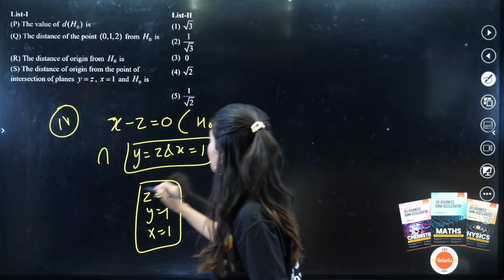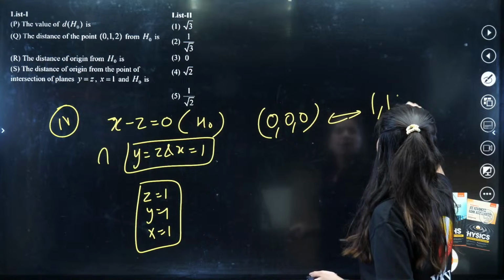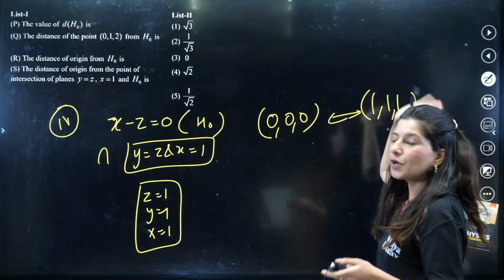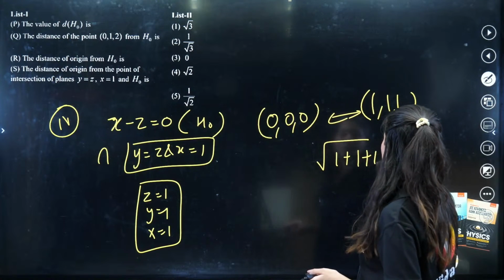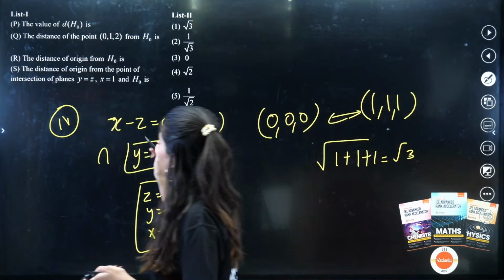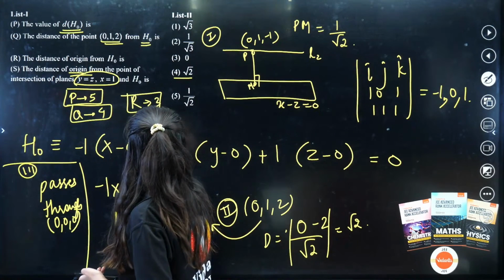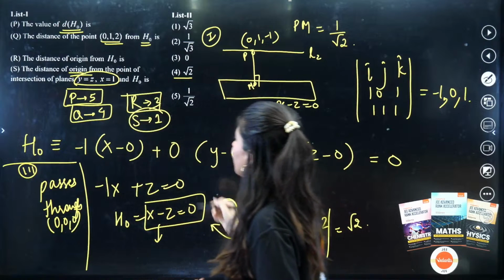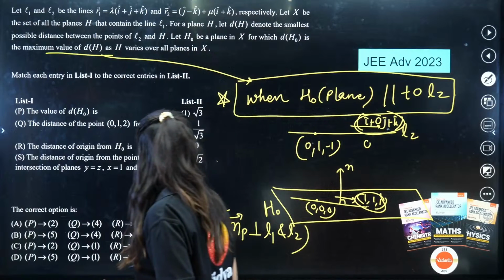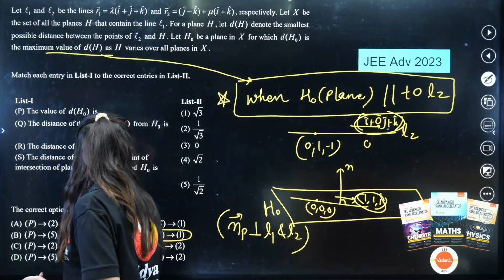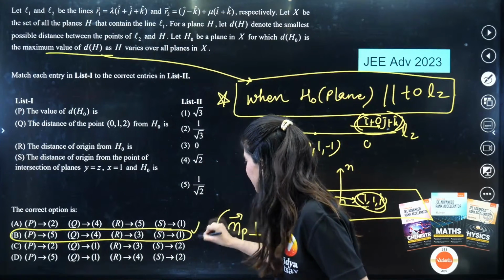So basically, you are looking for distance of origin from point 1, 1, 1. Distance between these 2 points, that's all. So this is going to be square root of 1 square plus 1 square plus 1 square, root 3. That means S is matching with root 3, so S is matching with 1. Now P5, Q4, R3, S1. Option B is absolutely right. Yes, yes, yes. Clear?